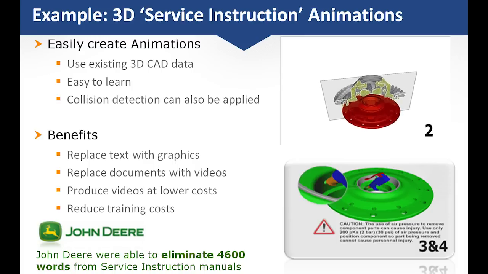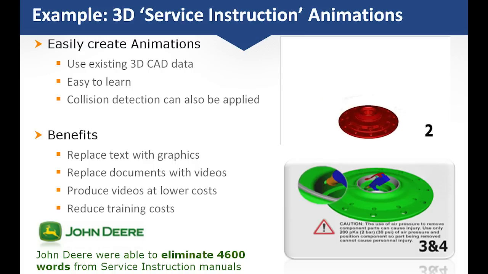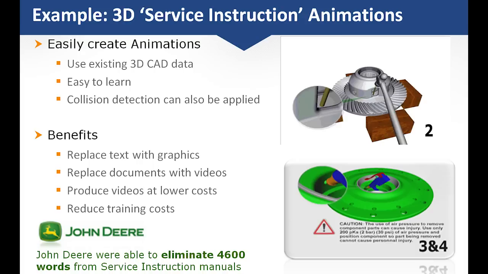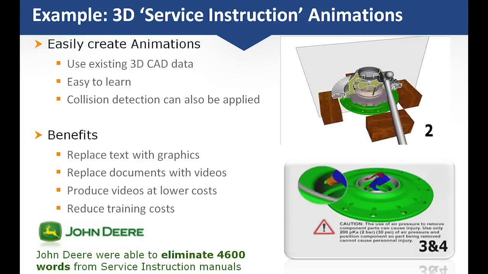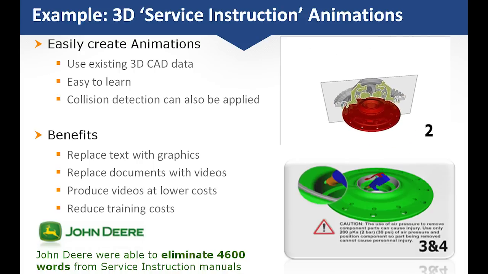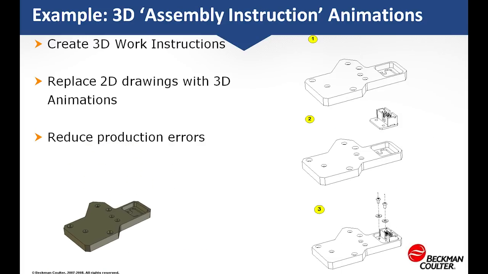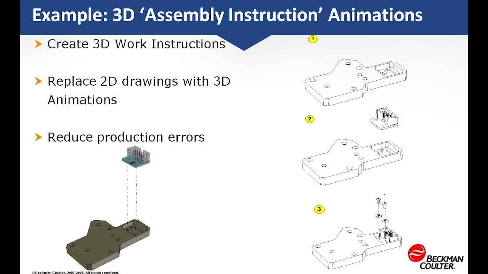In fact, John Deere was able to eliminate 4,600 words from their average service manuals. This really helped them when translating these documents for international usage. You saw a little bit more complicated version, but even on a very simple version of communicating how to assemble something, we could create the step-by-step, three-step images that you see on the right-hand side.